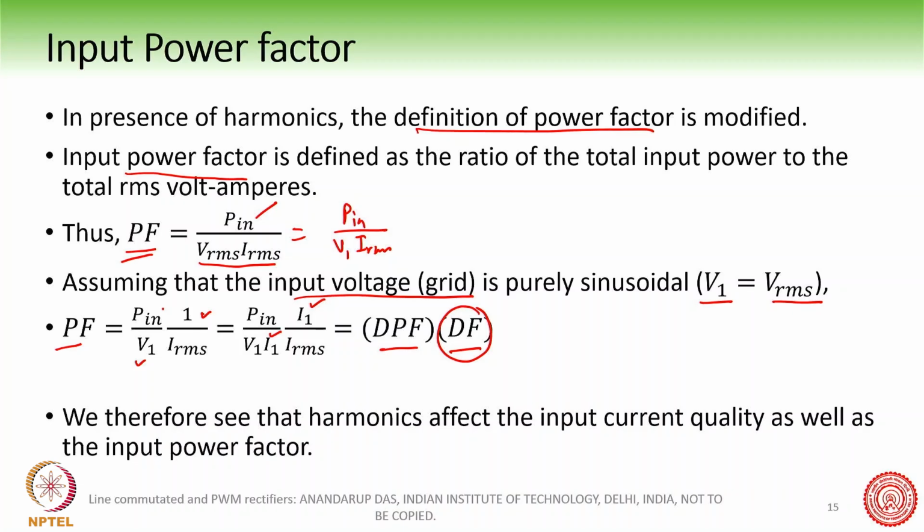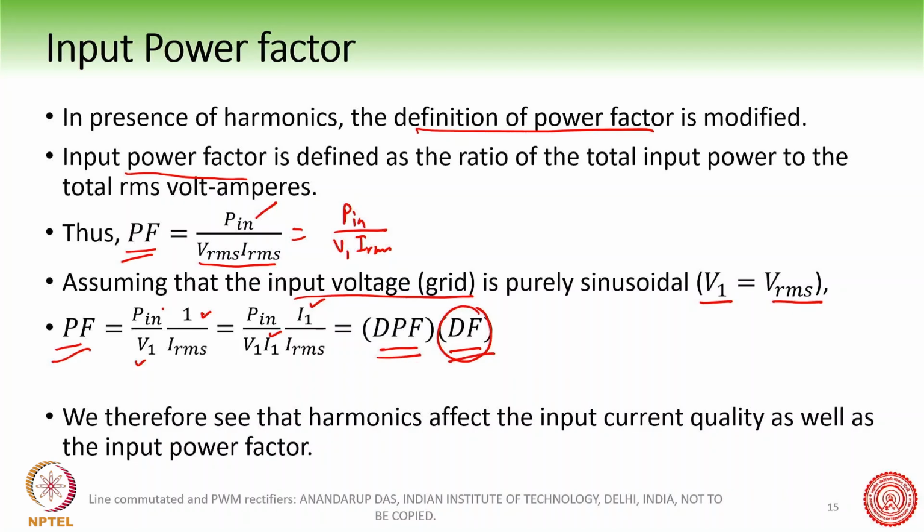In this case, we have harmonics present in the input current, right? So therefore, the power factor definition has to be modified. And in the presence of harmonics, power factor is equal to dPF into DF.